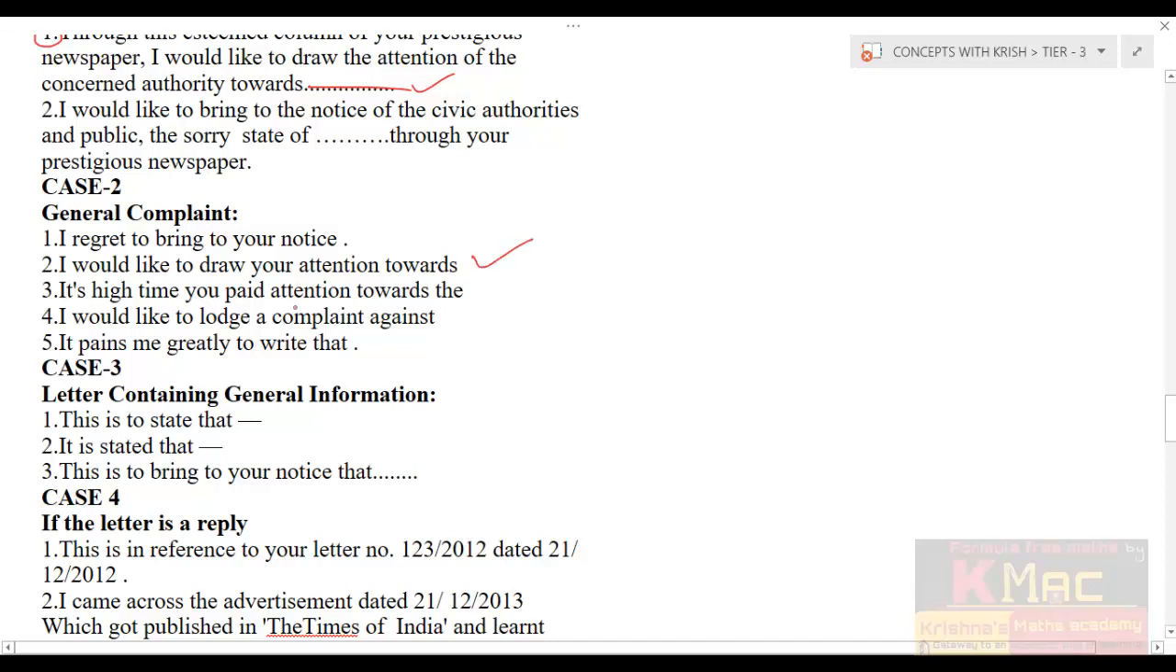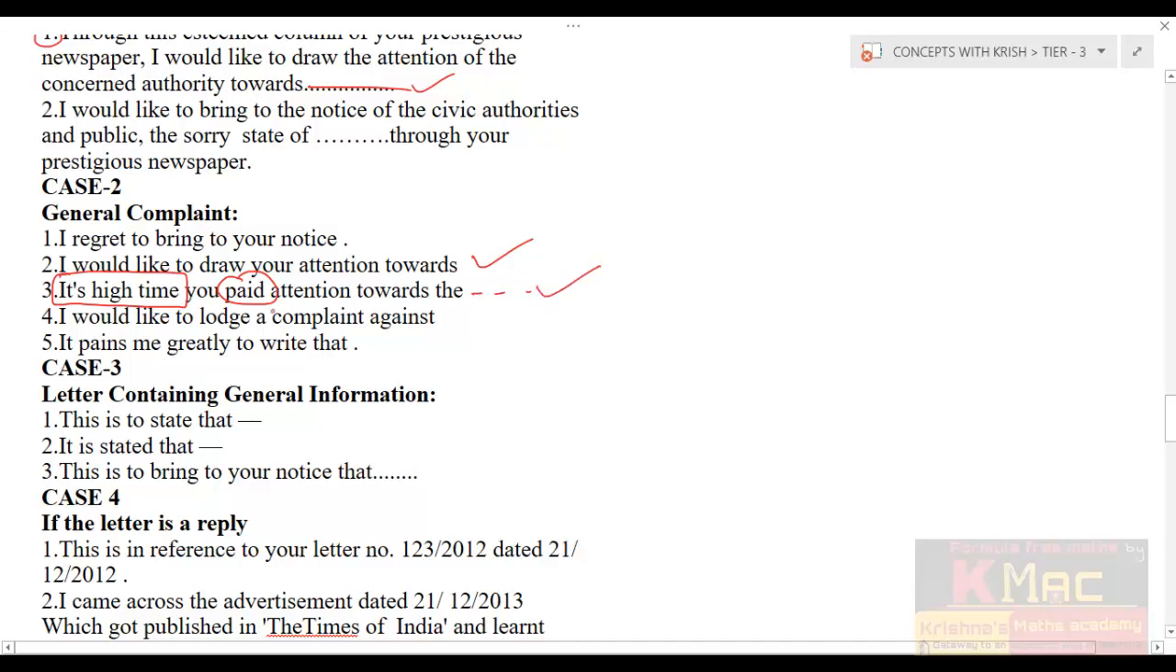Good statement. It's high time you paid attention towards. This is a grammar part. Whenever you are having it's high time, you have to use V2. So you paid would be correct. Do not say it's high time you pay. You pay is grammatically wrong. So you have to pay special focus on your grammar part as well. Whenever you're using some good clauses, make sure you use proper grammar with it. So it's high time you paid attention towards the untoward incident, something like that.